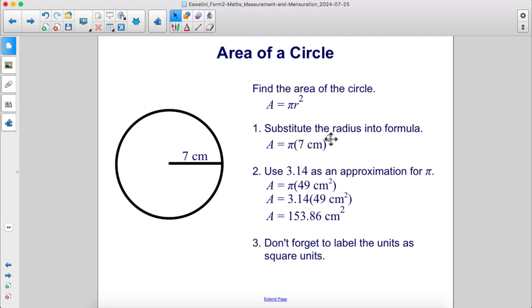7 centimeters squared becomes 49 square centimeters times pi. 3.14 times 49 is 153.86 with the units squared centimeters. Don't forget to label the units as squared units.